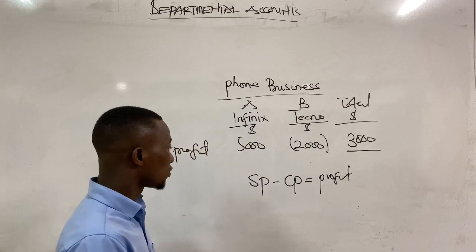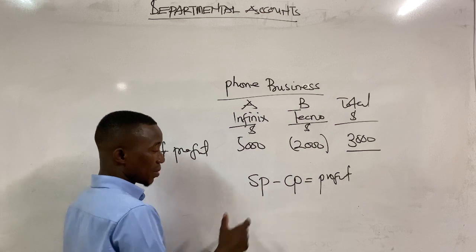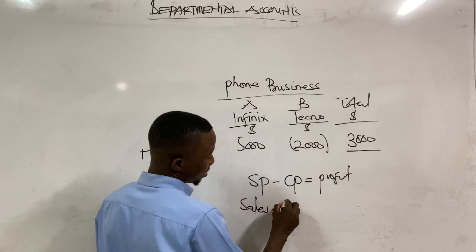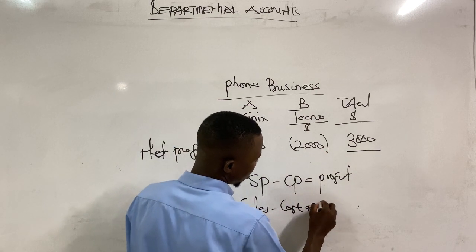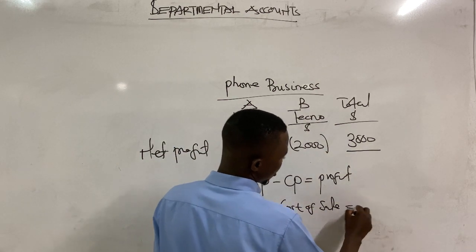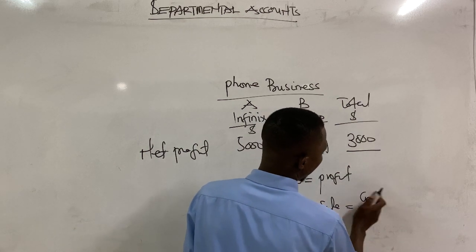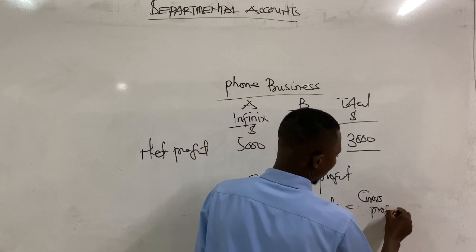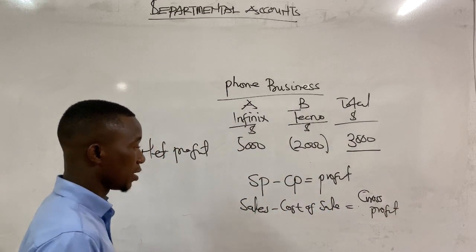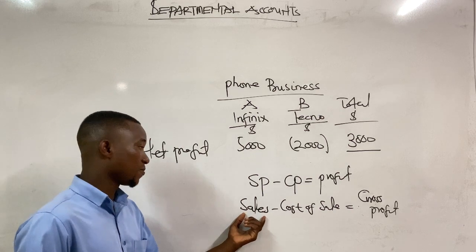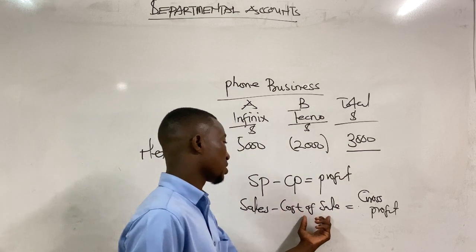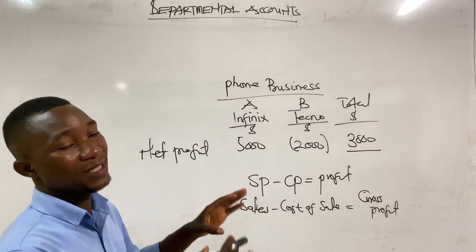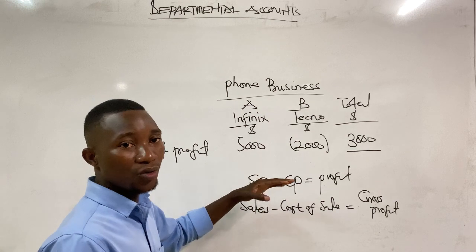Sometimes this concept can be broken down by saying that there are the sales, less the cost of sales, then you arrive at gross profit. This sales figure is subject to adjustments, the same as the cost of sales is subject to adjustment. This adjustment will be done in the departmental income statement format. I will show this adjustment.